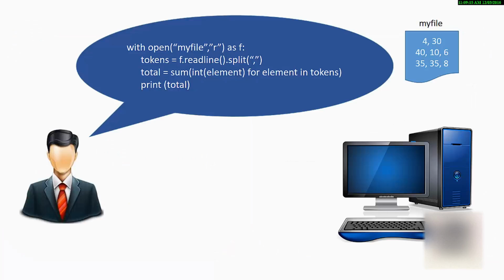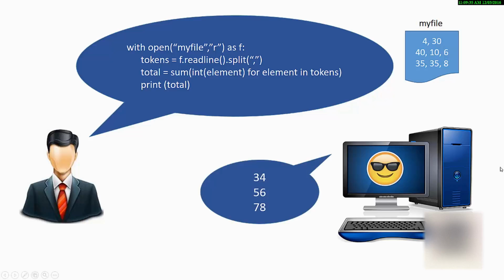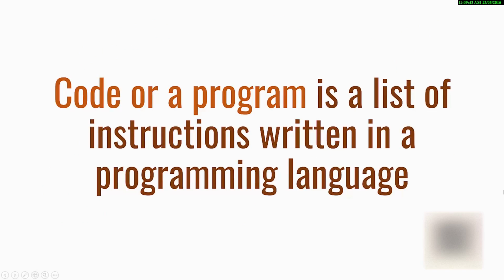Okay, so you can now tell computer the same thing in this code, which is written in Python programming language. So here is the list of commands written in Python programming language, and when you give these commands along with this file to a computer, it's gonna happily understand that and produce this output. Look at the happy face. So to go over a definition, code or program is a list of instructions written in a programming language.